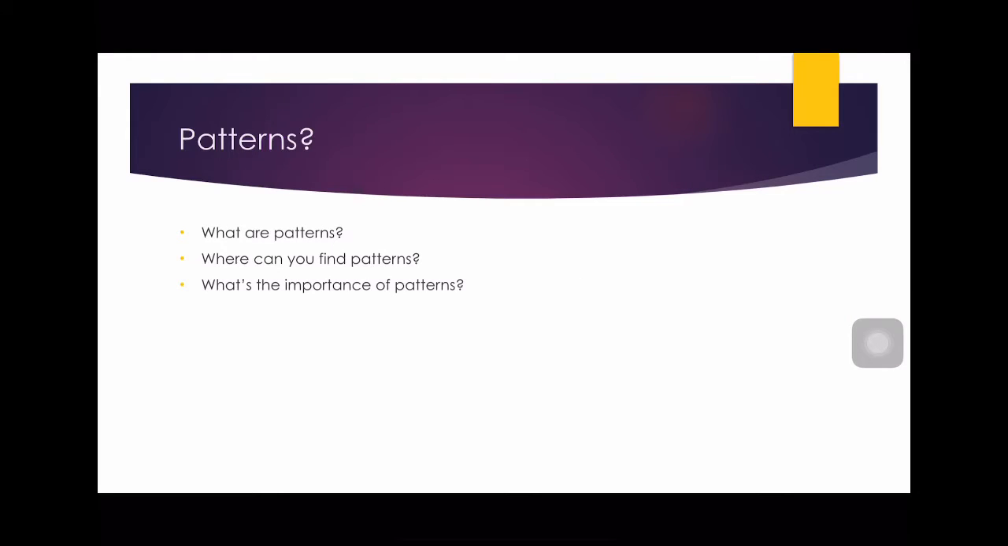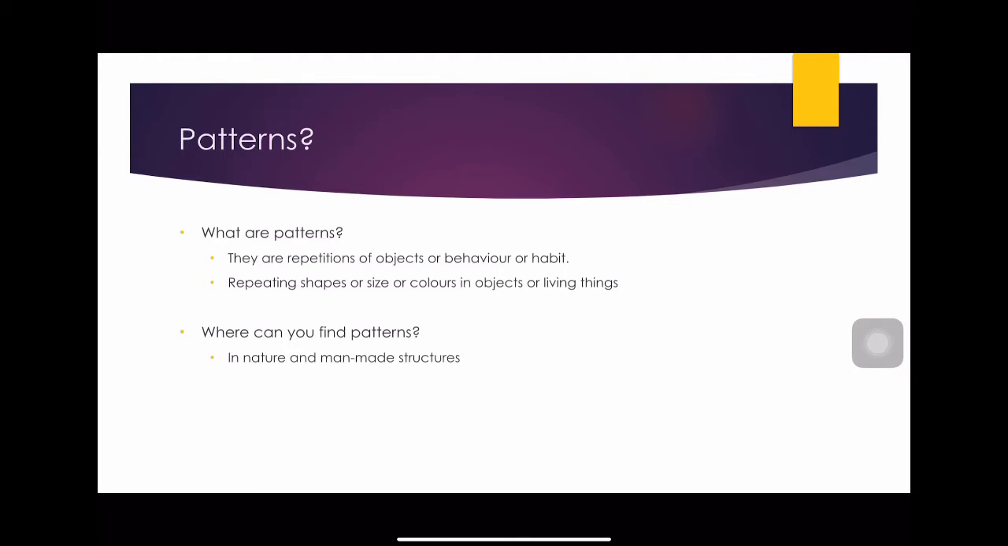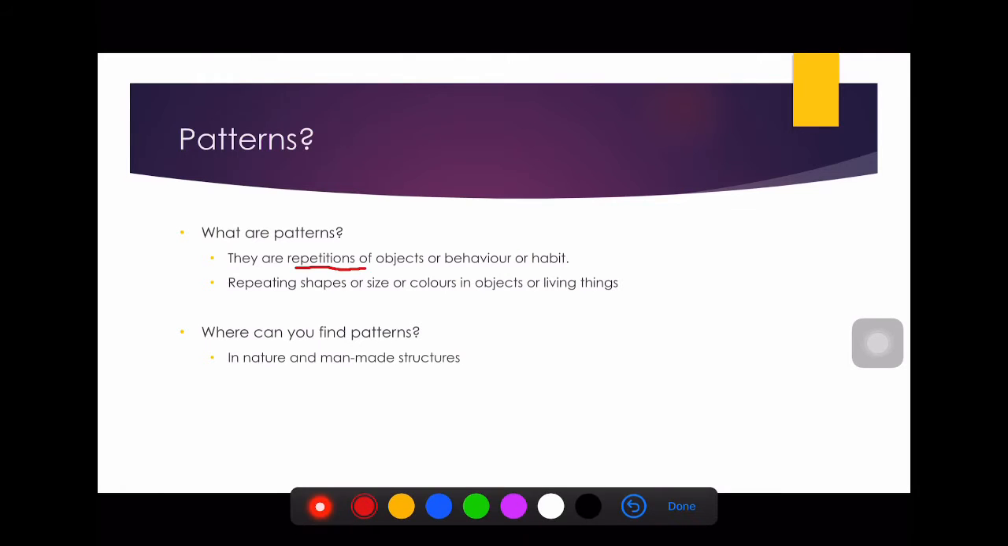So we're going to start with some questions. What are patterns? Where can you find patterns, and what's the importance of patterns? So the definition or the meaning of patterns could be either one of these. They are repetition of objects. They are also repetitions of behavior or habit. When you see repeating shapes or size or colors in objects or living things, those are also patterns.